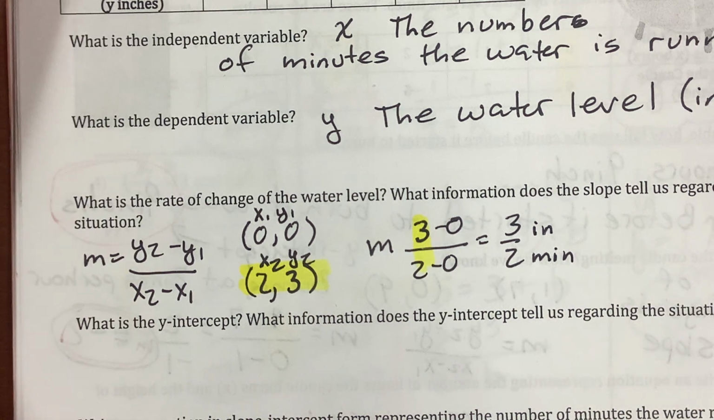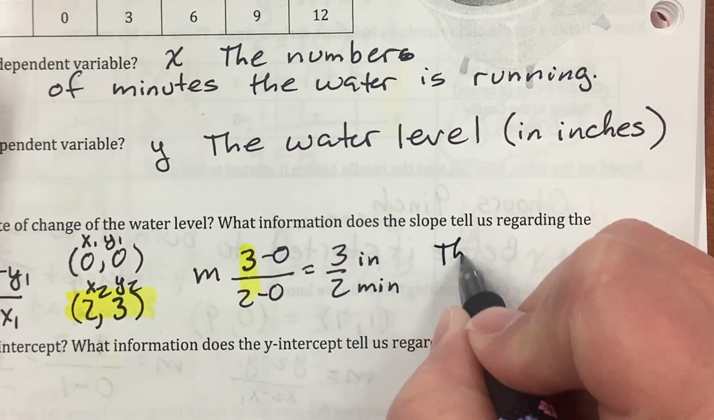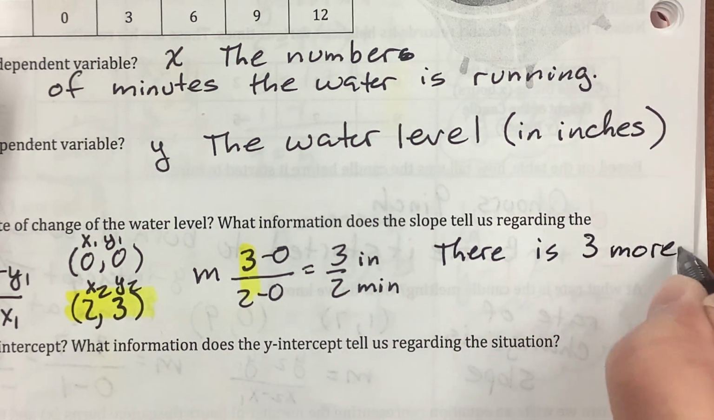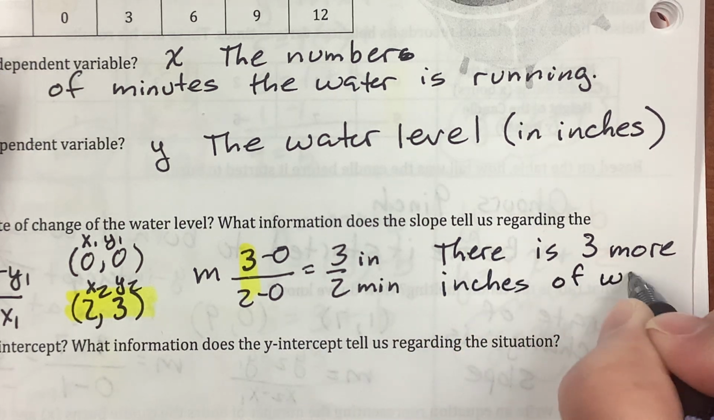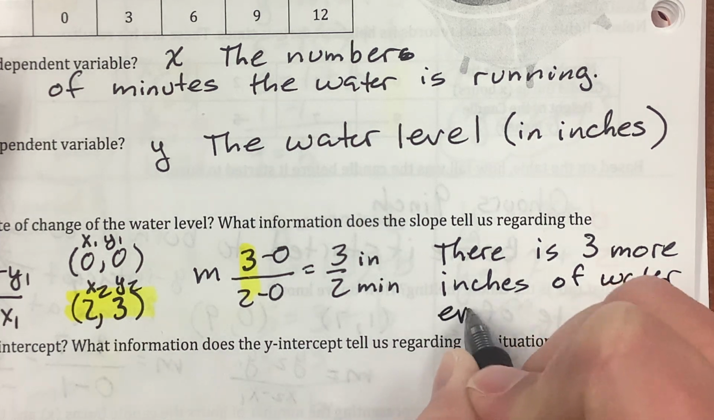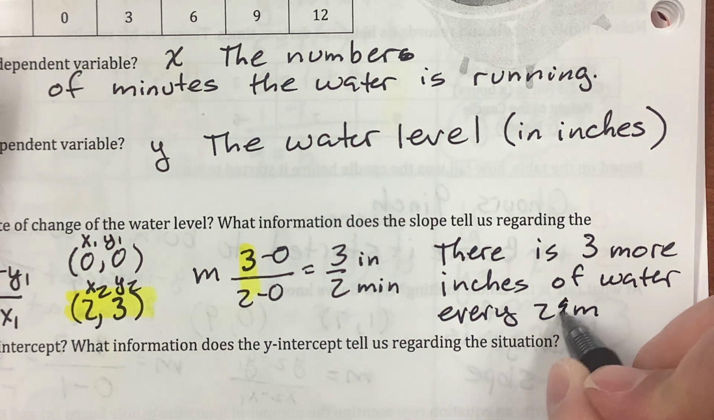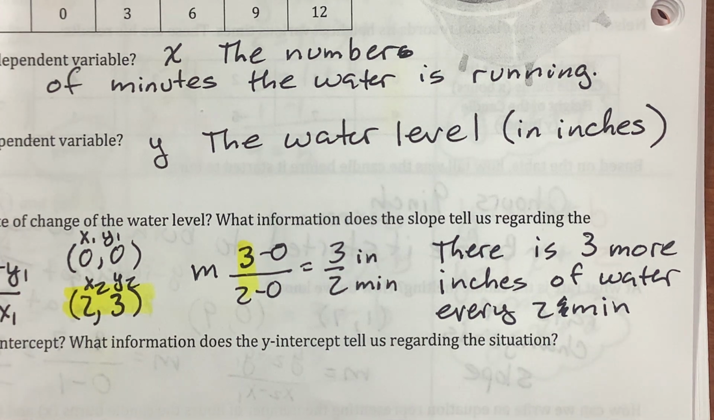So what does that information tell you in regards to the situation? There are 3 more inches of water every 2 minutes. Putting the units in and writing minutes correctly would help. Writing the units in really helps you explain what the slope means. If you don't have the units, you're not going to really understand what 3 over 2 means.